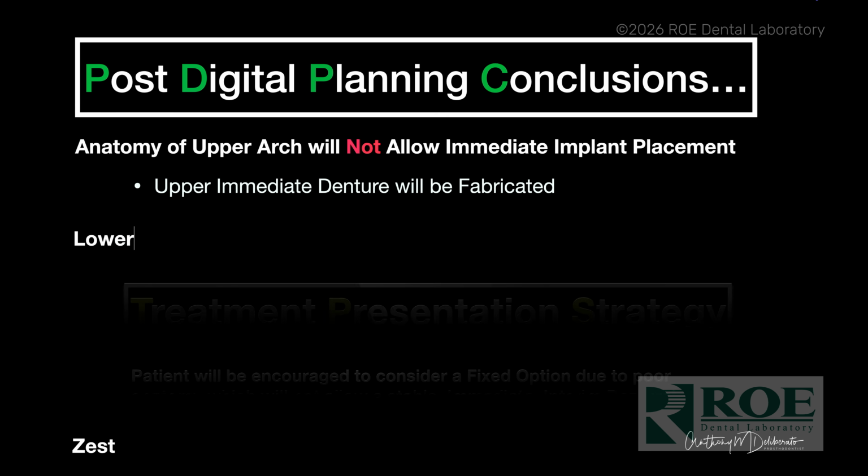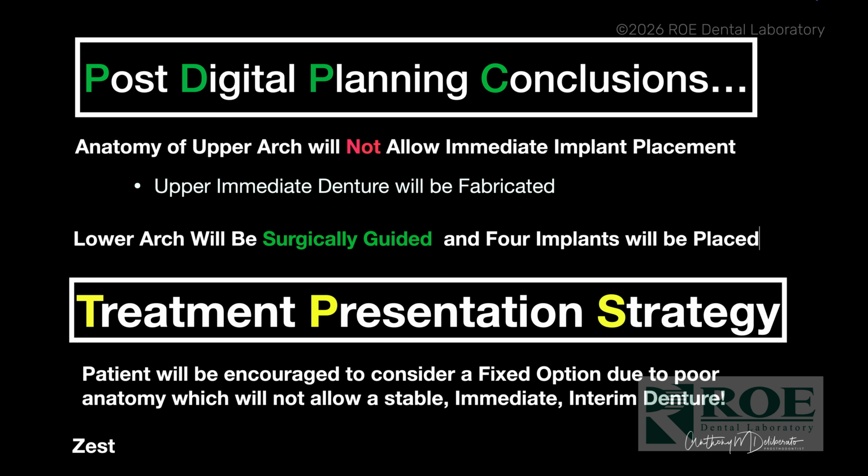So as I said, the upper arch allows immediate implant placement. So we're going to fabricate an upper denture. The lower arch will be surgically guided and 4 implants will be placed. And because of the patient's anatomy, because of the lack of bone, and because of the fact that we're going to have to take away that anterior bone, we're going to try to encourage the patient to consider a fixed option.